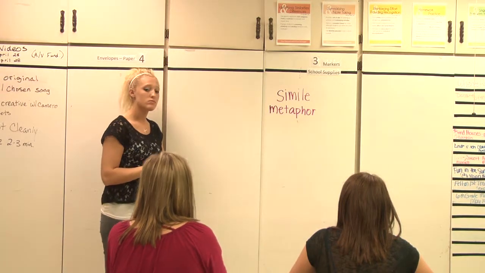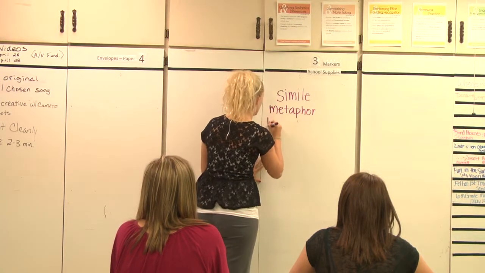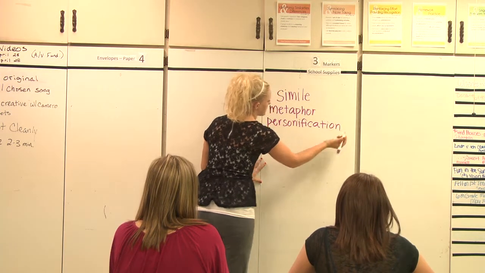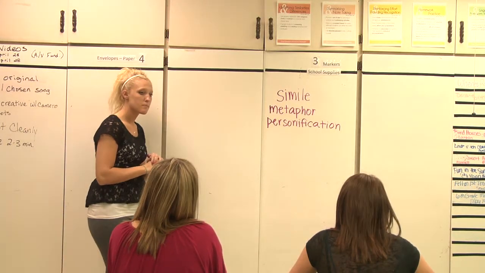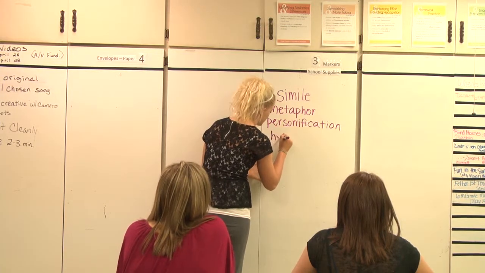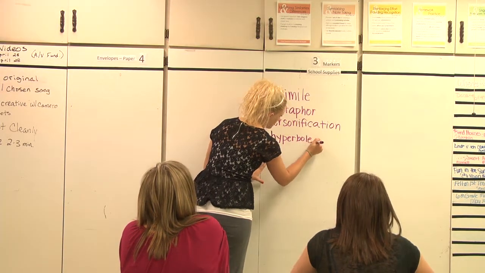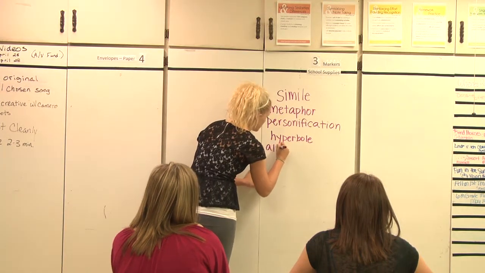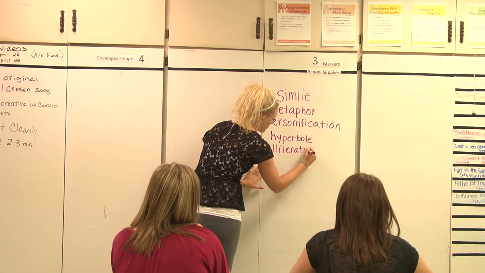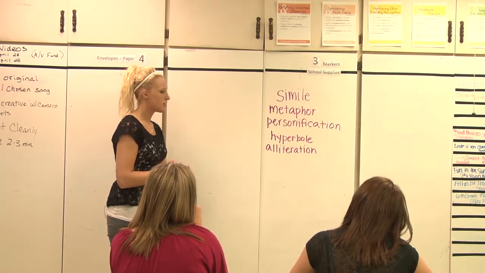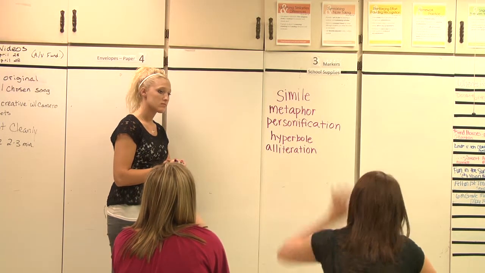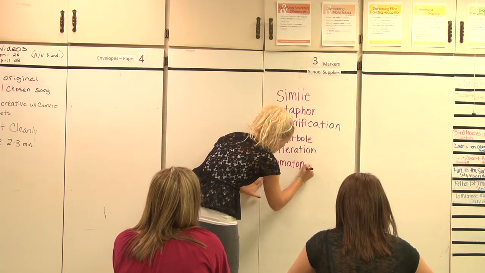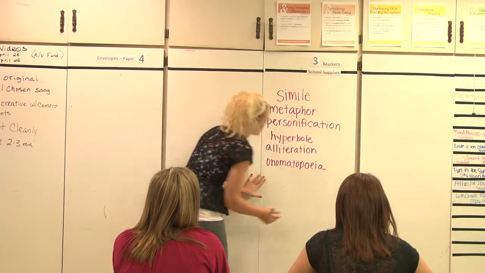All right, we're looking for 4 more. Elise? Personification. Personification, good. Okay, halfway there. Megan? Hyperbole. Two more. Elise? Alliteration. Alliteration, good. And looking for our last one. Megan? Onomatopoeia. Onomatopoeia, good. All right, so there's 6 of those.